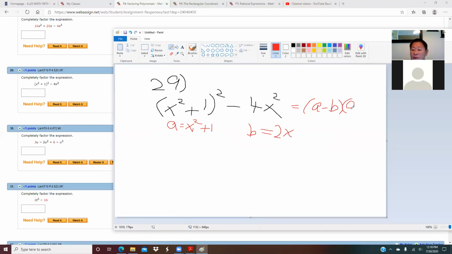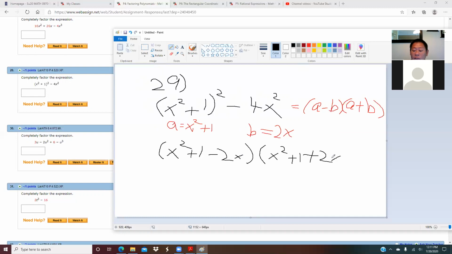So what you do here when you factor this one out is, we know A is this, B is that, so you just plug it into this formula. A in this case is x squared plus 1. So A minus B, B is 2x, and then A plus B: x squared plus 1, and then plus 2x.